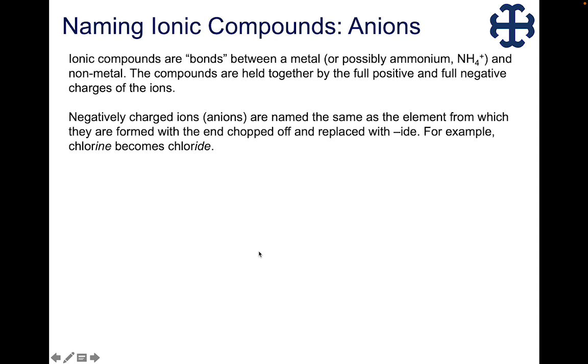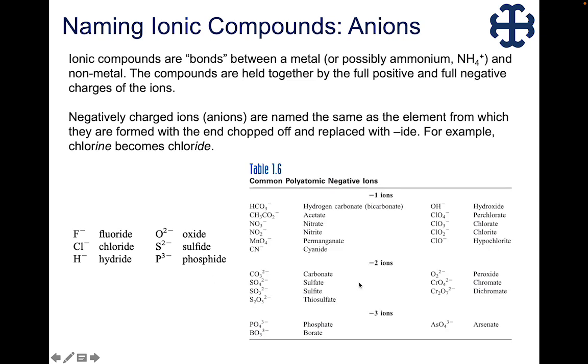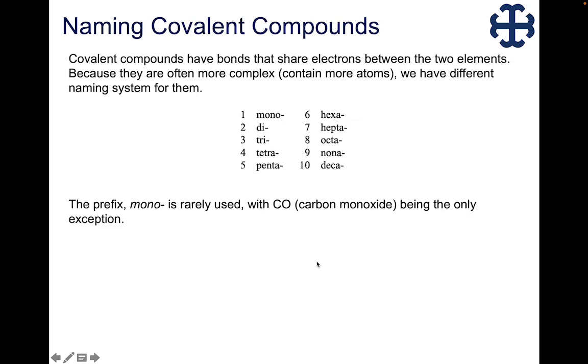Okay. Then with anions, we just know they're going to have a negative charge. We take the element, we chop off the ending and add our ide, so fluoride, chloride, hydride, oxide, sulfide, phosphide, etc. And of course, that's where most of our polyatomic ions come from, so you need to know those as well. Then, if we have a purely covalent compound, we use these prefixes. Some examples we've seen: carbon tetrachloride is CCl4, diphosphorus pentaoxide is P2O5, those sorts of ideas.